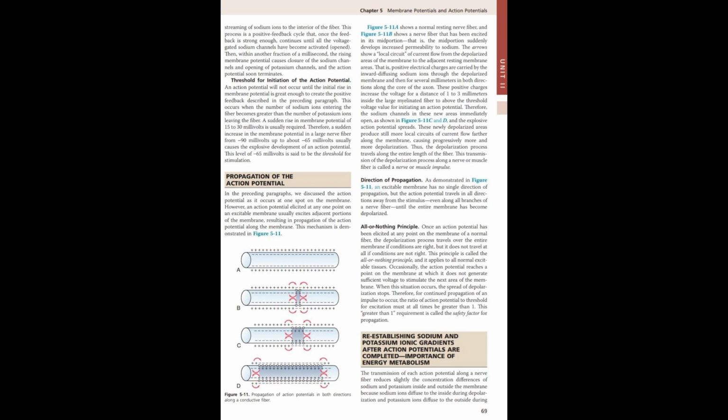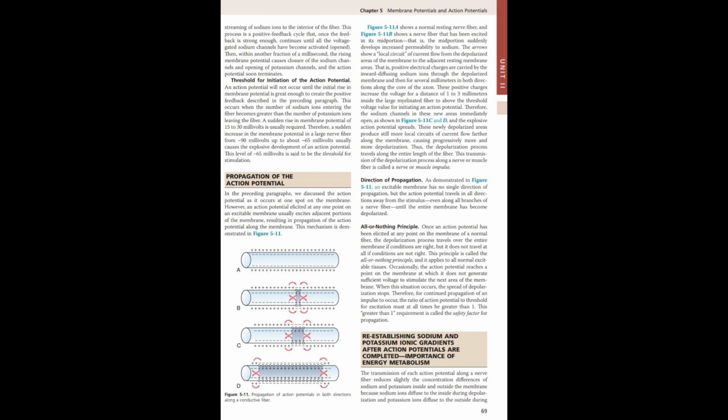An action potential will not occur until the initial rise in membrane potential is great enough to create the positive feedback. This occurs when the number of sodium ions entering the fiber becomes greater than the number of potassium ions leaving the fiber. Just highlight till here.